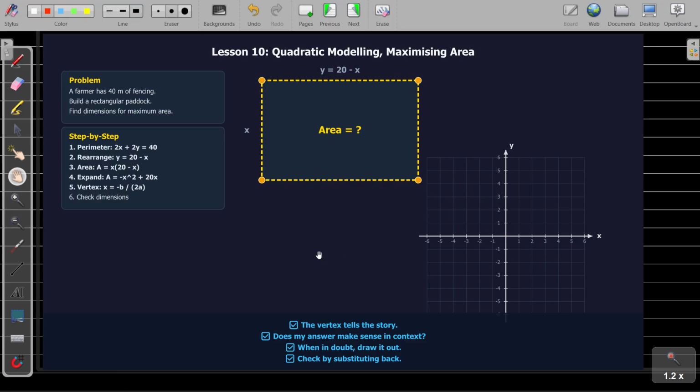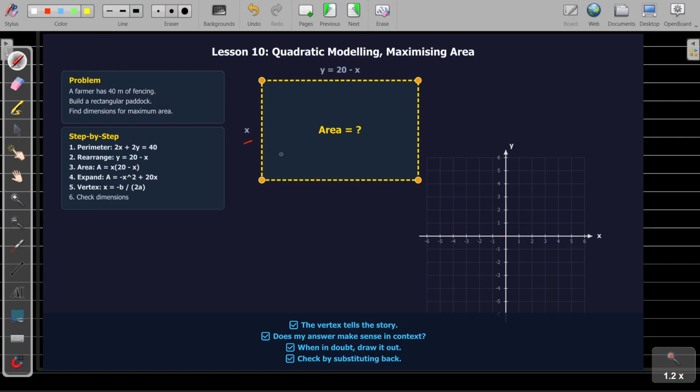We're going to be solving a real-world optimization problem using every skill that we have built. Of course, we're going to be expanding, factorizing, graphing, and finding the vertex. And this is where everything will come together. As you can see here, I have a rectangle on the left part of the canvas, and I have the width as x and the length as y equals 20 minus x, of course.